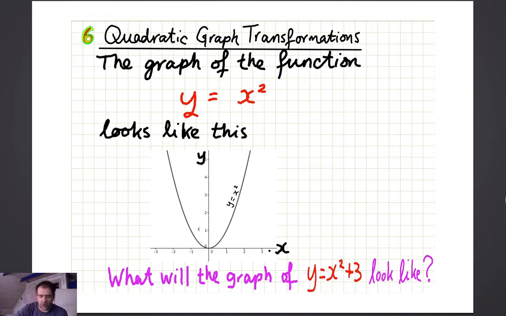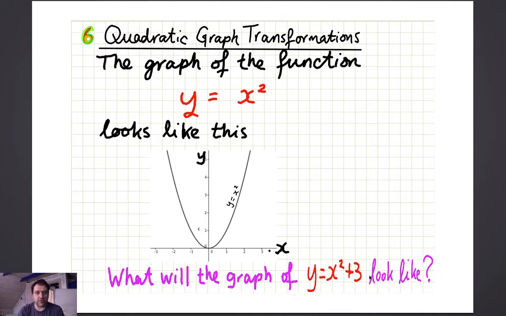Chapter 6 of MYP4 Unit 2 is called Quadratic Graph Transformations. Now, we're familiar from the previous unit with the function y equals x squared, so it has that sort of parabola shape. And this chapter of this unit is asking what happens if we slightly adjust that function. How will it change the graph?